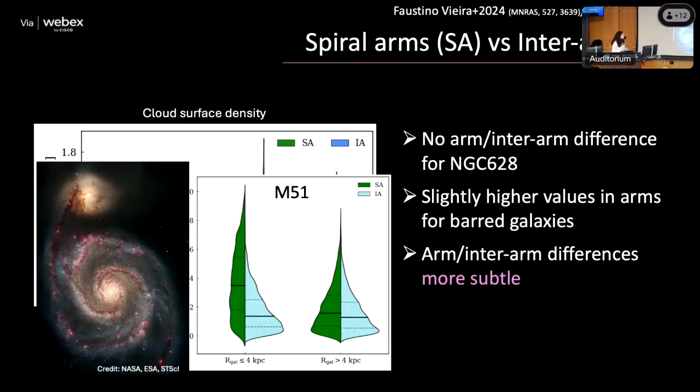For M51, we actually found a radial dependency. In the inner galaxy, you have much higher surface densities in the spiral arms than in the interarms, and also a much higher spread of values. But when you go to the outer galaxy, suddenly the populations look very similar in terms of surface densities. We think this is an observational signature of the interaction of M51 with its companion, which has been hypothesized for a while to be affecting the spiral pattern of the galaxy.